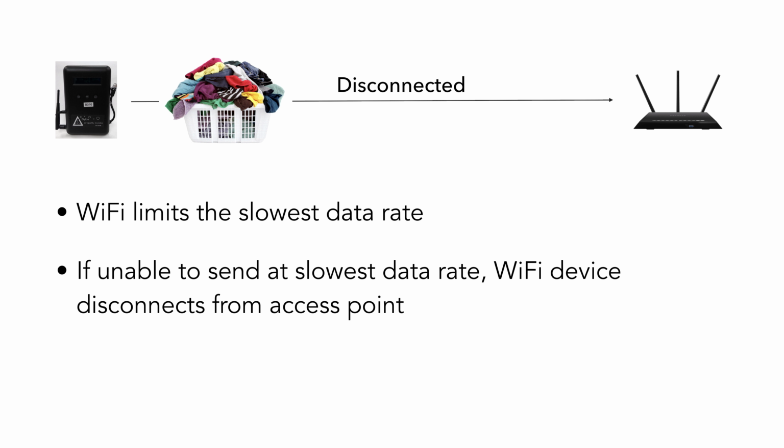But in a home environment, you want everything connected to it as much as possible. You care more about range, not about the amount of devices you can support per access point. And so that's an interesting side effect of Wi-Fi. It just sets the lowest data rate, and if it can't maintain that, then it's no longer connected to the network. So we want to fix this problem. What can we do about this?